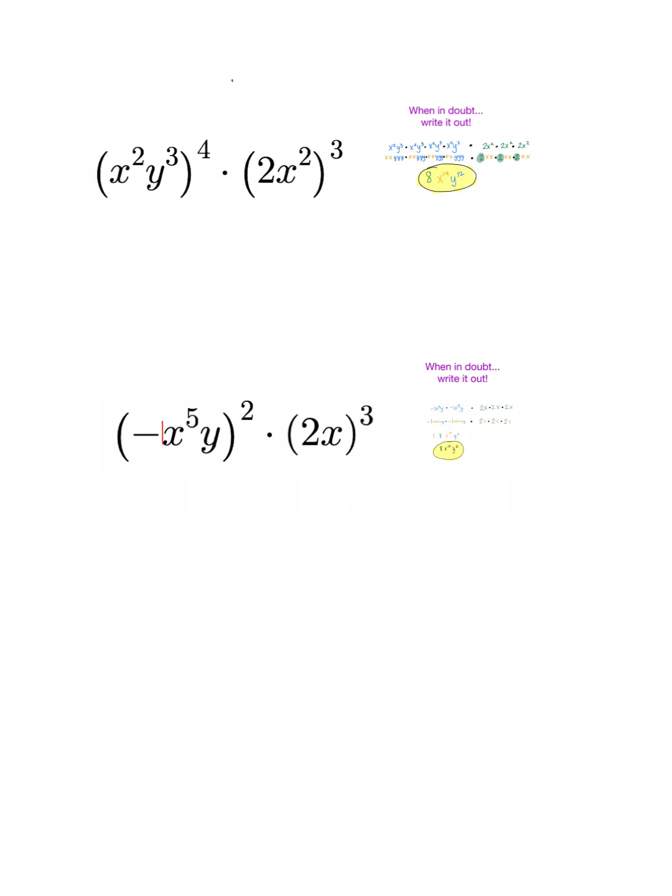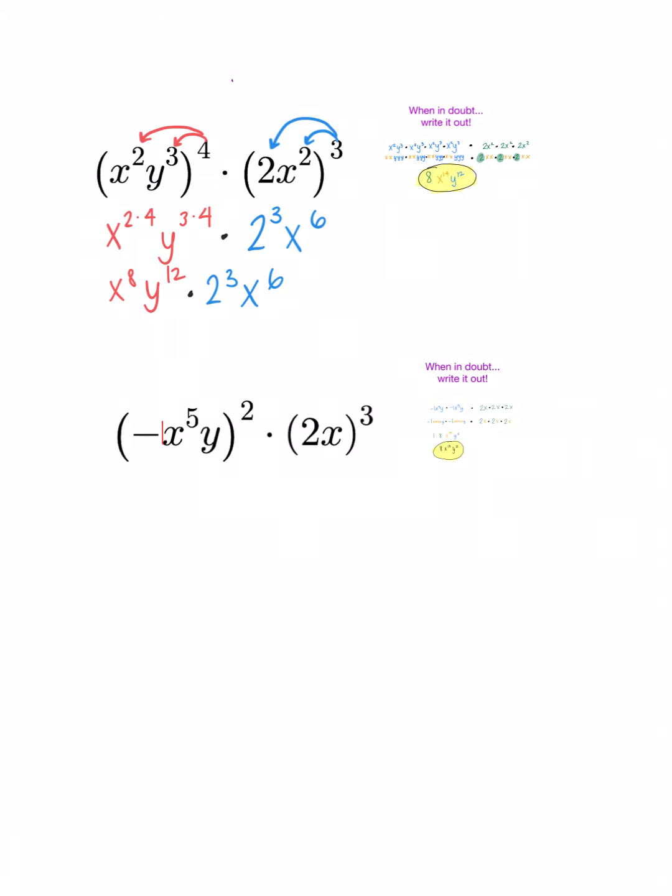These exponent rules will save you a lot of time on these large ones. For example, this 4th power will apply to each piece in the parentheses, x to the 2 times 4, y to the 3 times 4, and this cube will apply both to the 2 and to the x squared, 2 cubed, x to the 6th. Simplifying, we get x to the 8th, y to the 12th, times 2 cubed, x to the 6th.